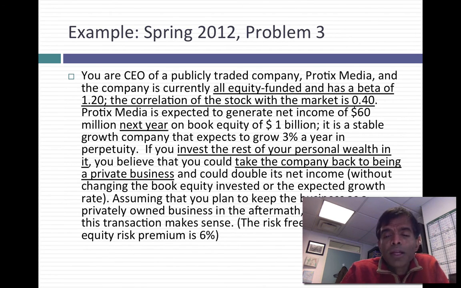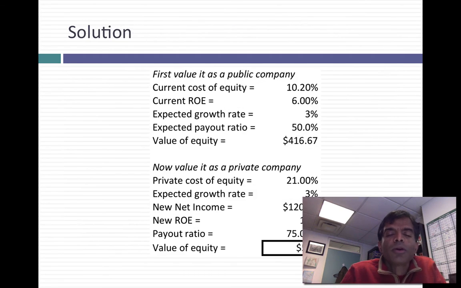If you buy this company and you take the company back to being a private business, you could double the net income. Don't ask me why you weren't doing this right now as a CEO, but you can double the net income without changing the book equity or the growth rate. Assume you plan to keep the business as a privately owned business in perpetuity. Will the transaction make sense? So let's see how we'd work this out.